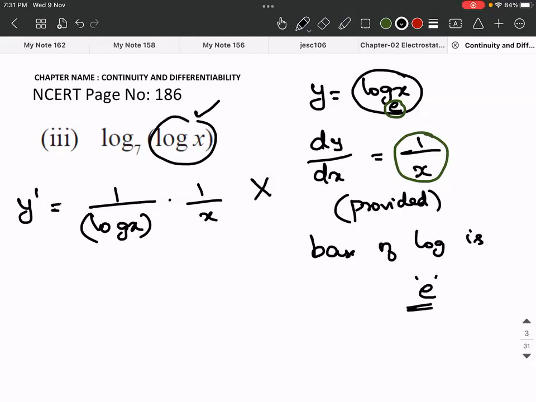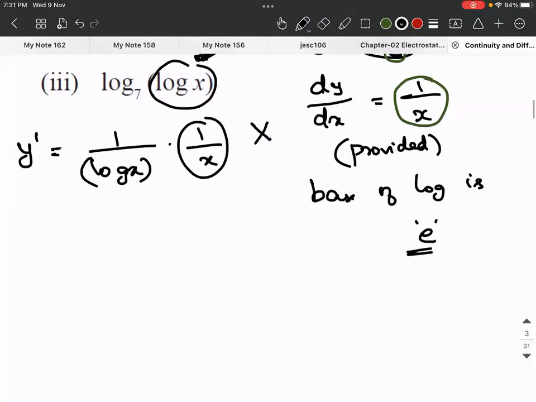Because when you're doing chain rule, here you're differentiating log x. The derivative of log x is 1 by x if they don't give any base, because in mathematics it is understood that the base is e. If the base is given, then it is not e. So what you're supposed to do is, listen to this carefully. Log of a base b, if you have something like this, then you can write this as log of a base c into log of c base b.